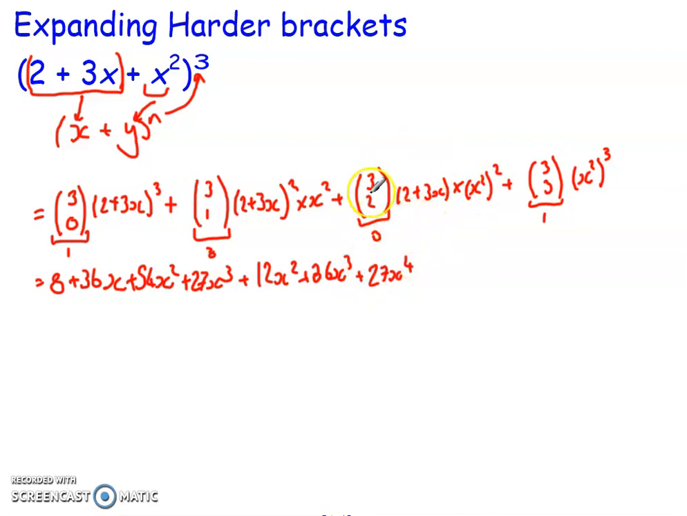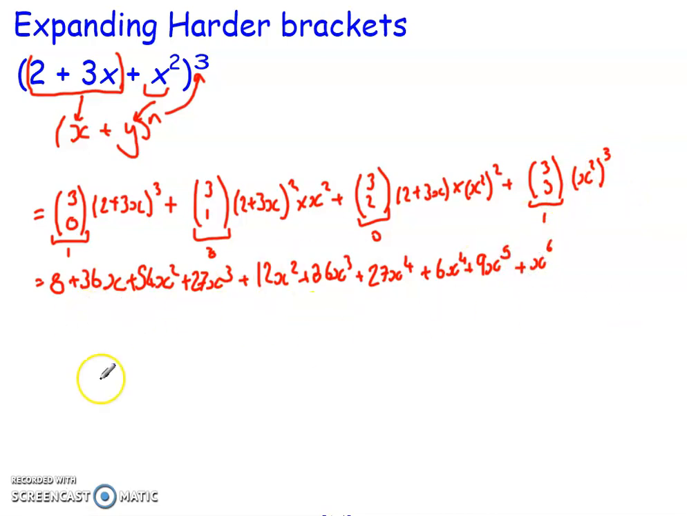Then do the same for this next one. So I know my coefficient is 3. I've then got x squared squared. Well, that's going to be x to the power of 4. And I'm then going to multiply this whole bracket out here by it. So I then get plus 6x to the power of 4 plus 9x to the power of 5. And then all I've got left here at the end is my x squared cubed, which is then plus x to the power of 6.